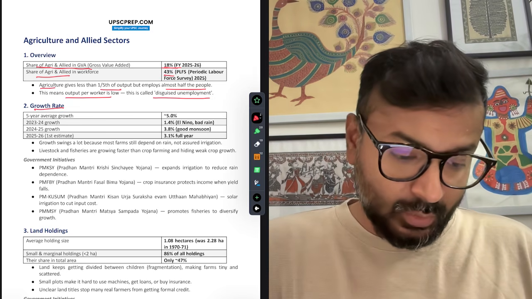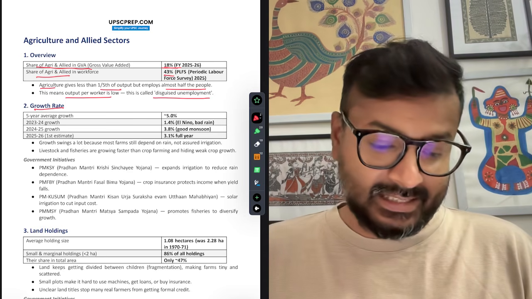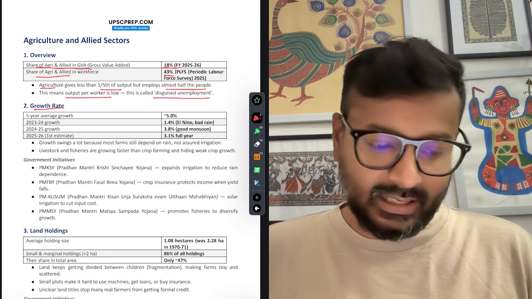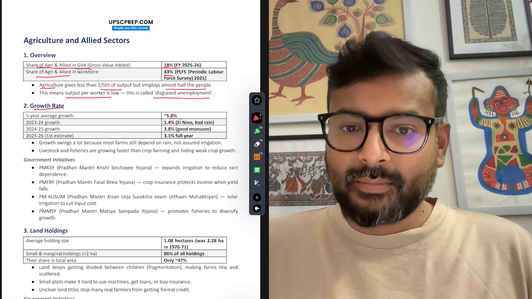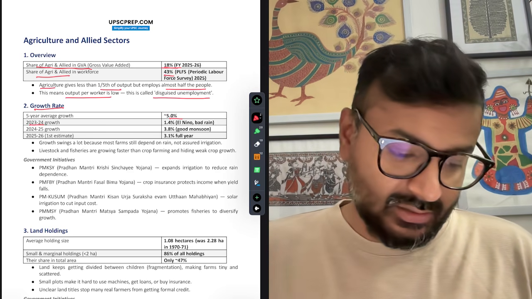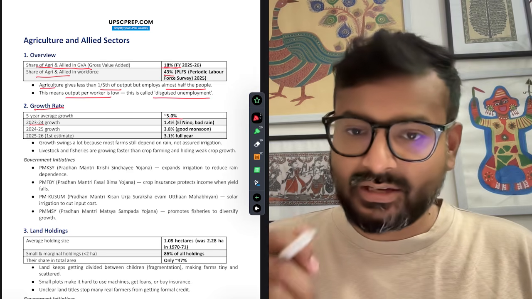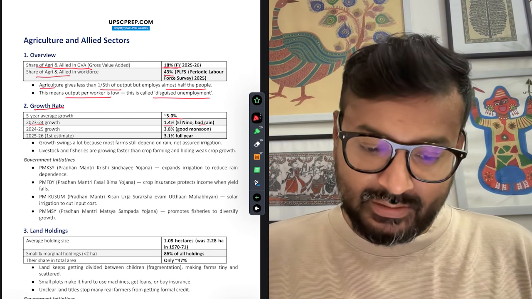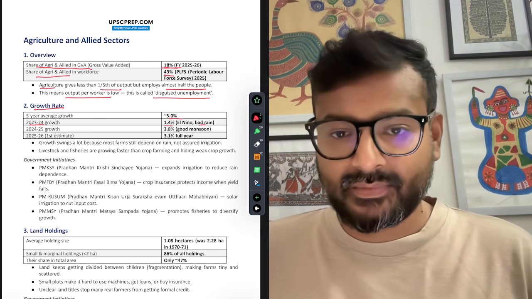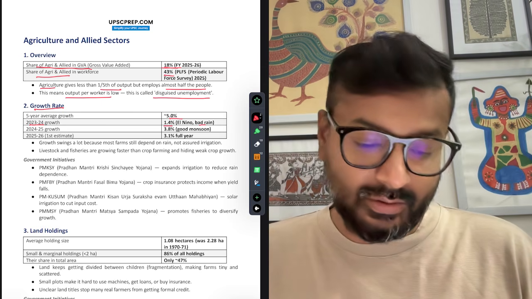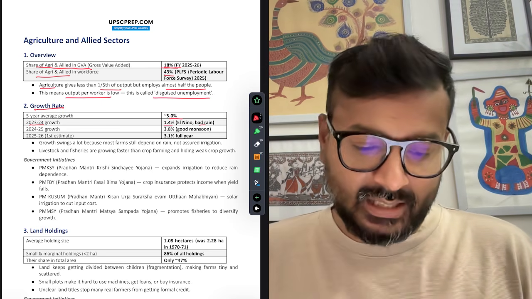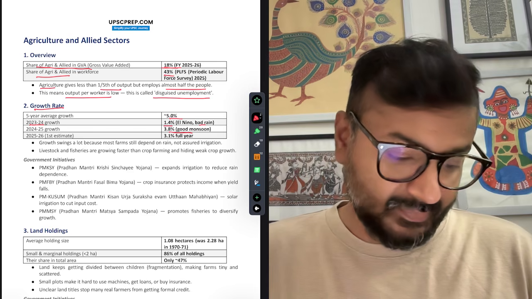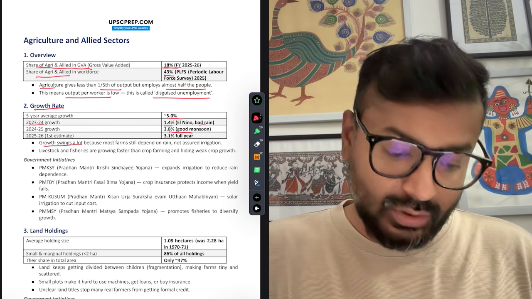If we look at the growth rate in the agriculture and allied sector, the average growth rate in the past 5 years has been roughly around 5%, but it has been very volatile. So you see in 2023-24, there was the effect of El Nino, there was a bad monsoon. So we experienced 1.4% growth rate in agriculture. In years of good monsoon, the growth rate has been slightly higher. So the growth swings a lot.